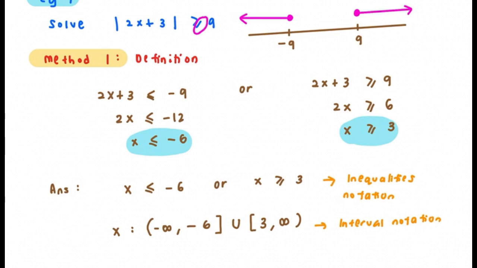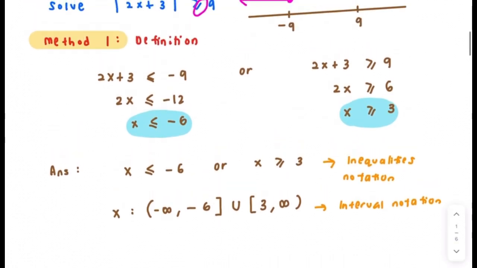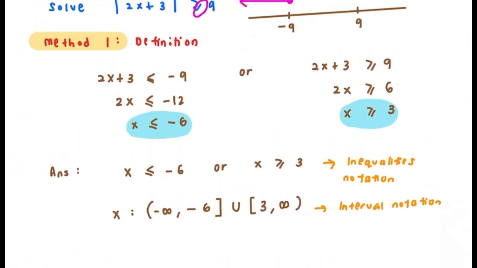Some questions mention to put your answer in interval notation, or write your answer in inequality notation. So make sure you follow the question. So this is the two ways of writing the answer for inequalities of absolute value. Okay, second method. The first method is where you split into two parts using the properties or definition.